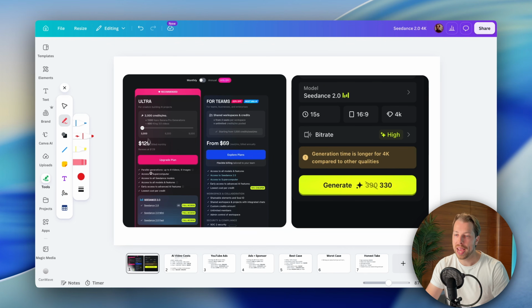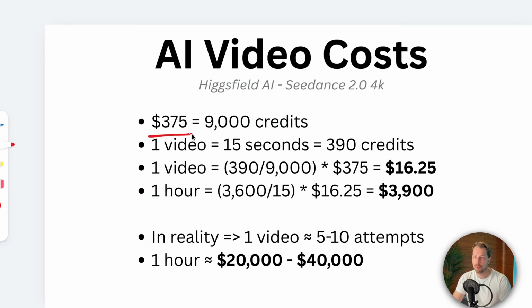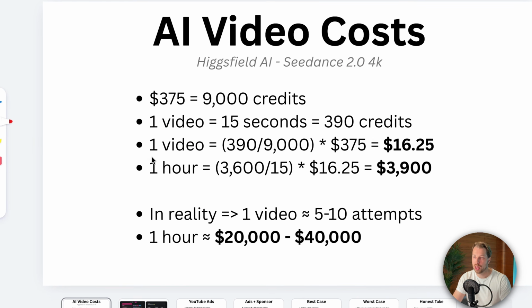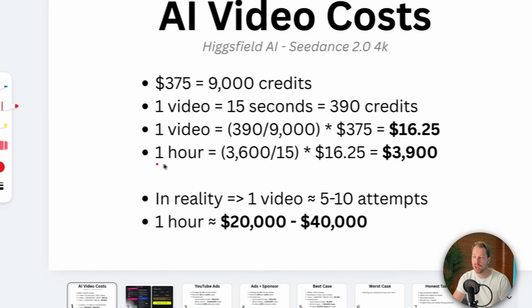And then from the pricing page, we actually get that you will get, I would say, was it like $375? You'll get 9,000 credits. And right now there's a seasonal sale that is ending in like 12 hours. So I'm not going to include that into the video because it doesn't really impact things the right way. So this basically means that for $375, you're going to get 9,000 credits. One video is going to be 15 seconds or 390 credits, as I just showed you. So this one 15-second video is going to turn out to be about $16.25.